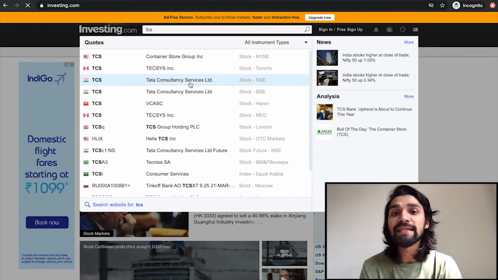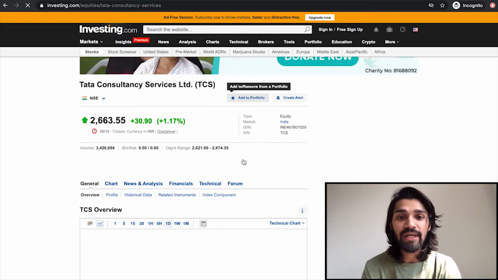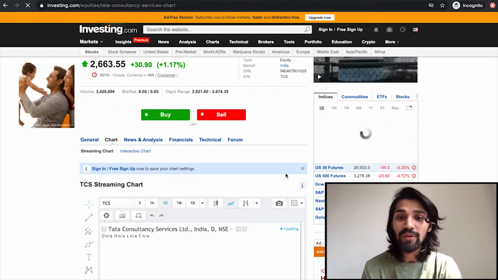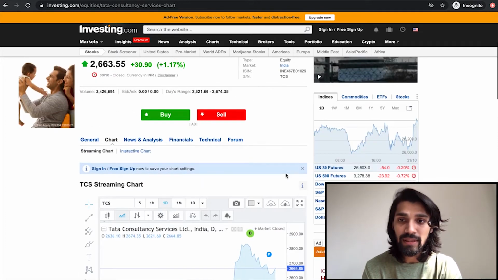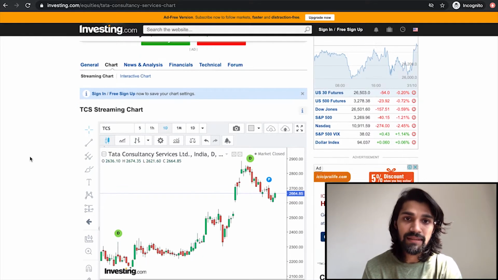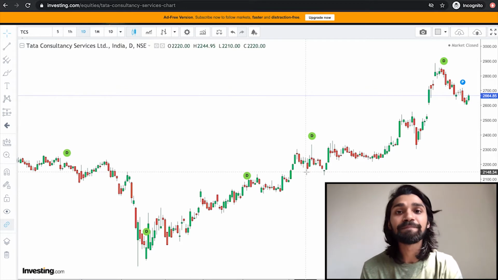First you go to TCS. Then you go to the technical chart over here. Okay, so once the chart appears here, you can click the candlesticks over here. So this is the chart of TCS.